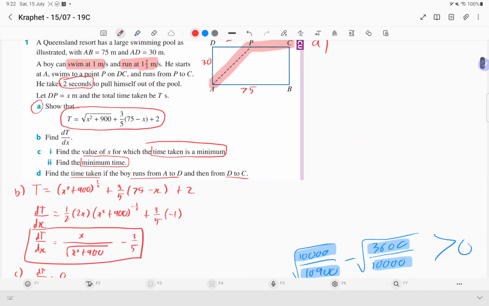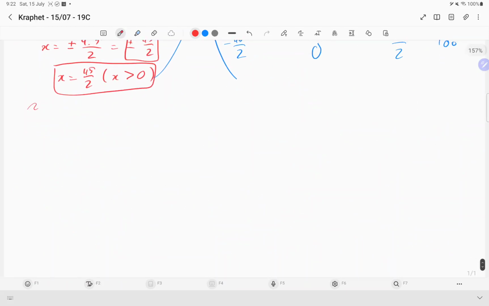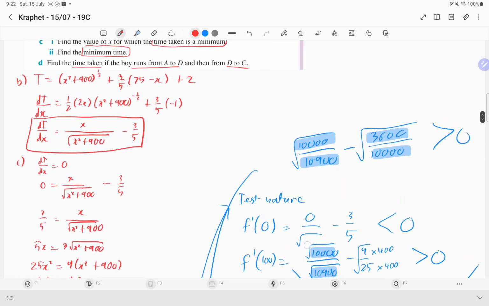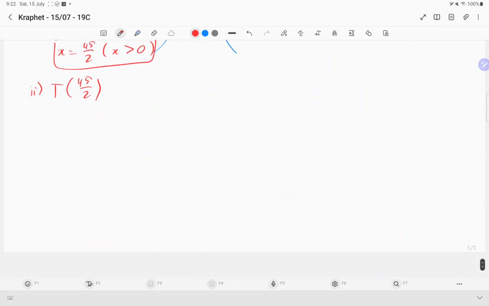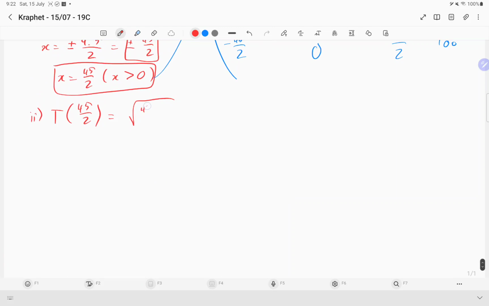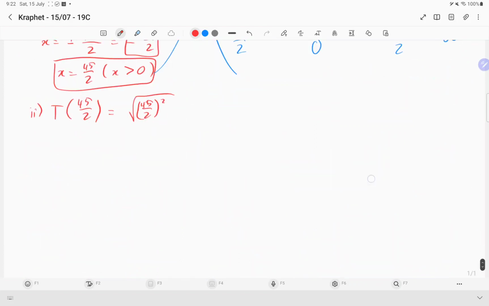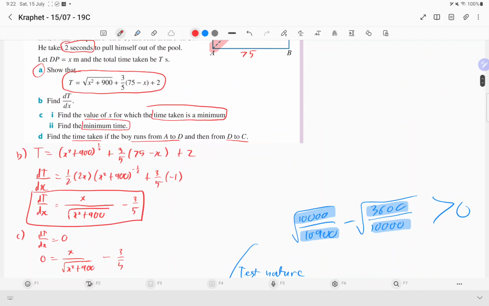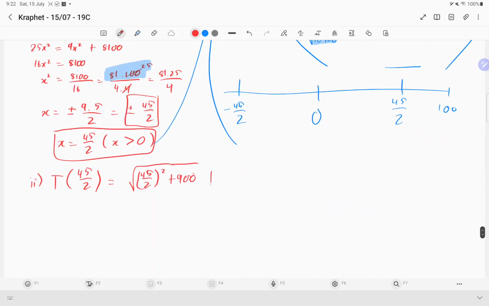Okay, and then that means the minimum time would just be part 2, t at 45 over 2. So at 45 over 2, t equals that equation there. So I'm just going to borrow that: square root of 45 over 2, everything squared, plus 900. Okay, and then what was it? Plus 3 over 5, and then 75 minus x was 2, so plus 3 over 5, I think, and then 75 minus 45 over 2, plus 2.